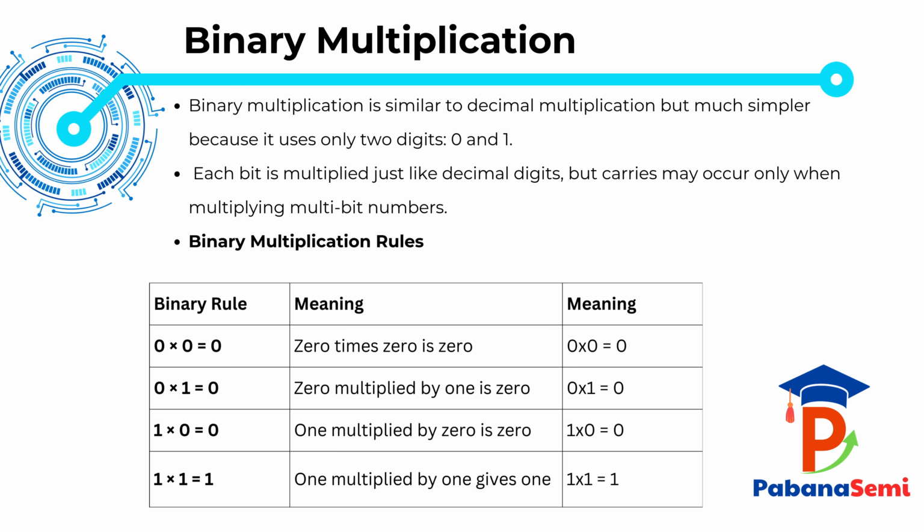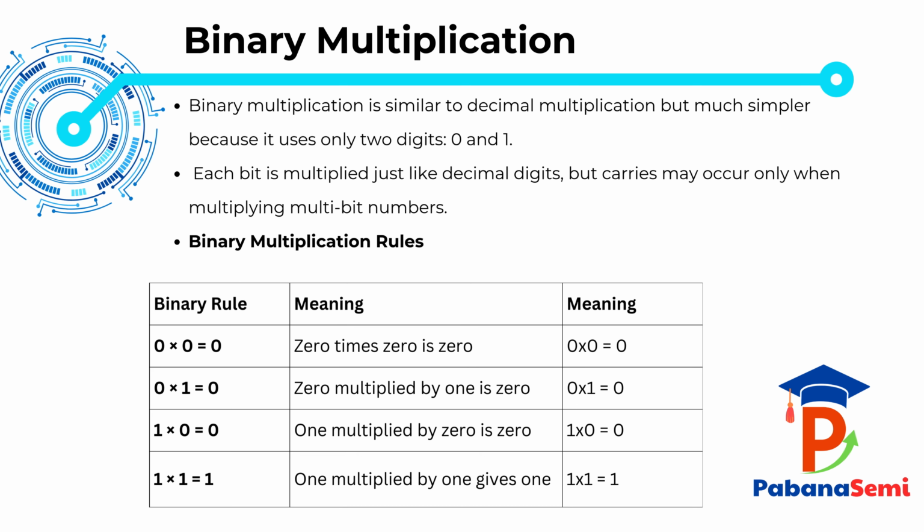Case 2. 0 multiplied by 1 equals 0. Whenever 0 is involved in multiplication, it dominates. Case 3. 1 multiplied by 0 also equals 0. Same idea. 0 pulls the result to 0. Case 4. The only special one. 1 multiplied by 1 equals 1. This is the only time we get a 1 as the output.